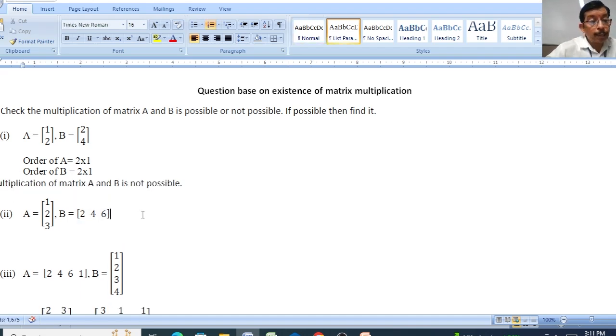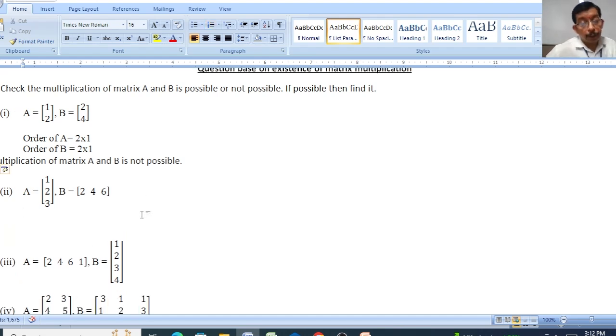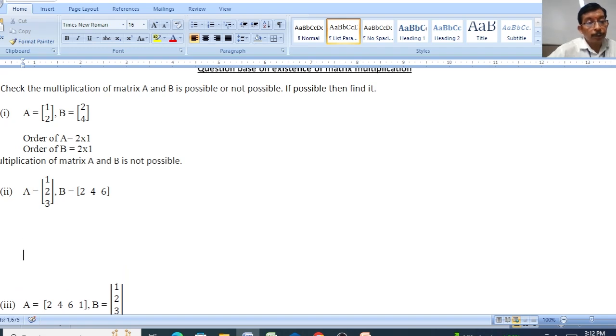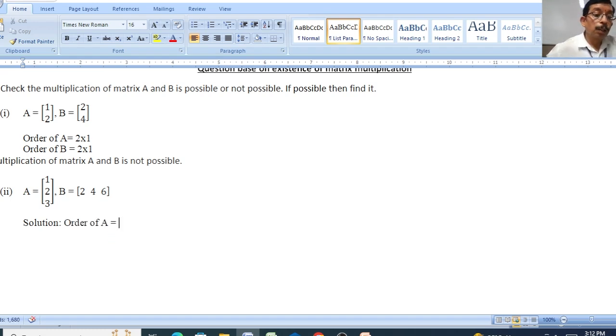Now we come to the second example. In the second example, the order of matrix A is 3 by 1, and the order of matrix B is 1 by 3.